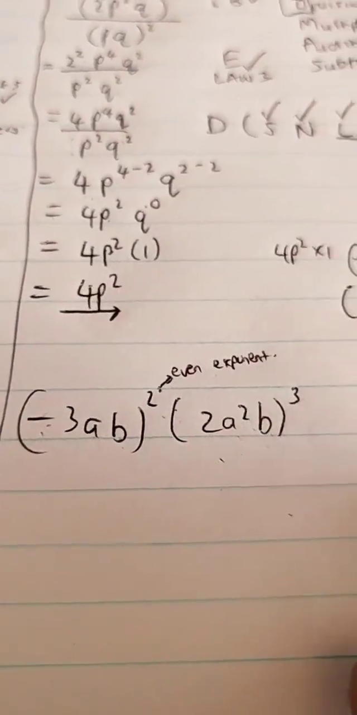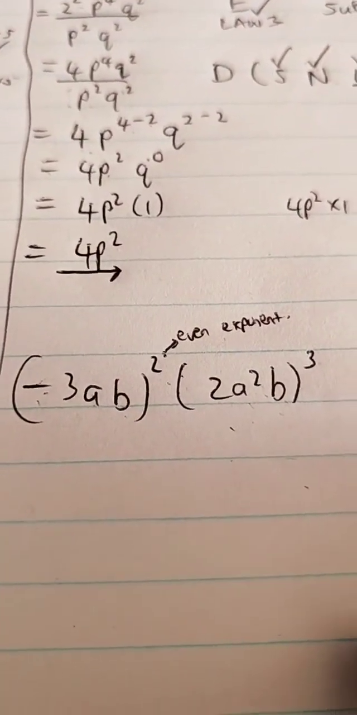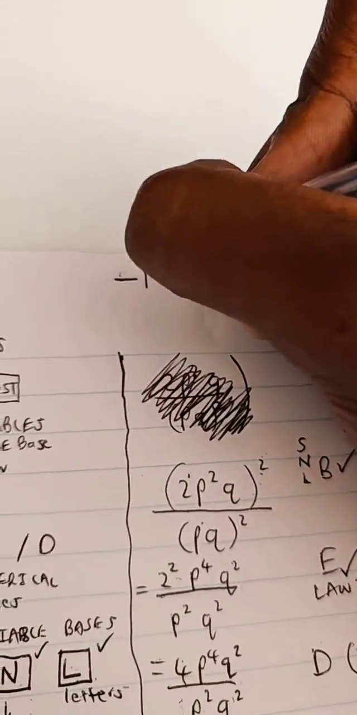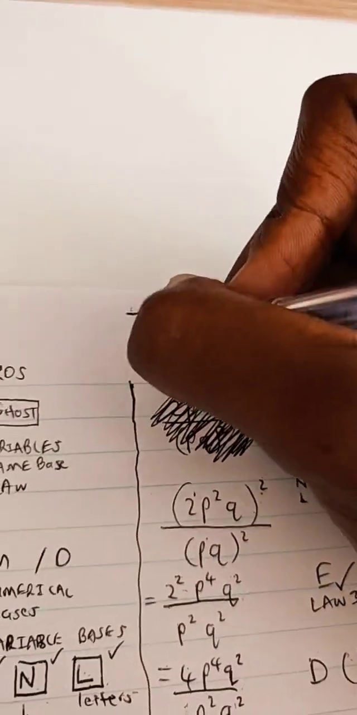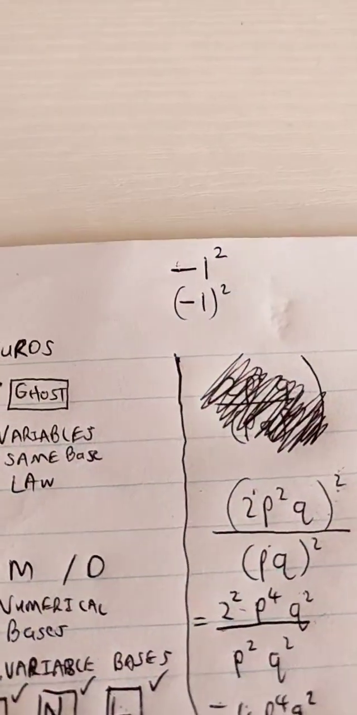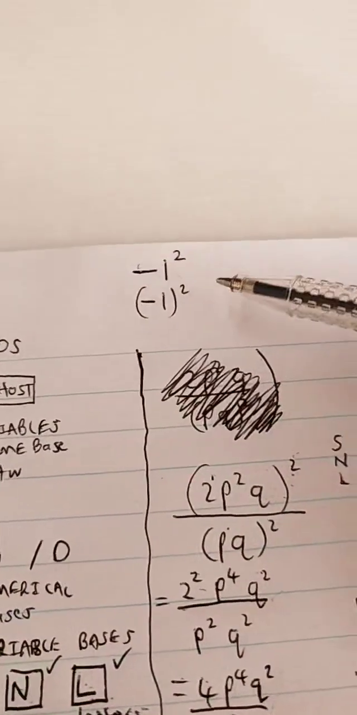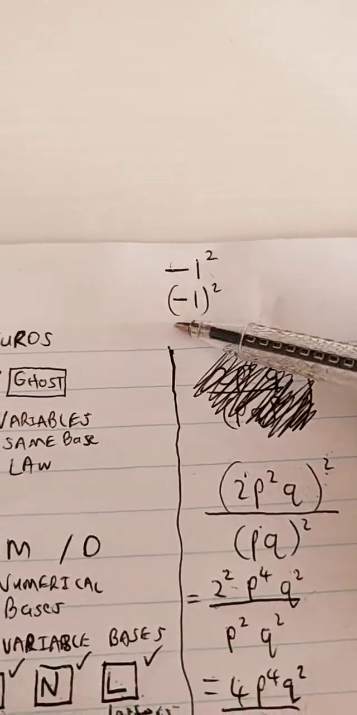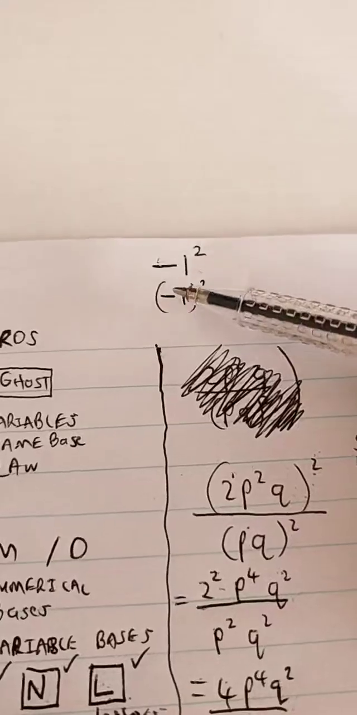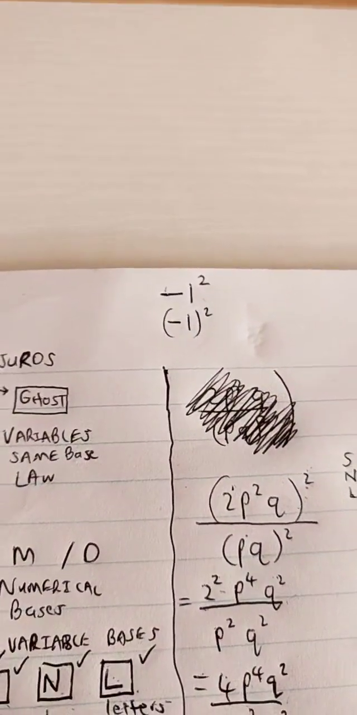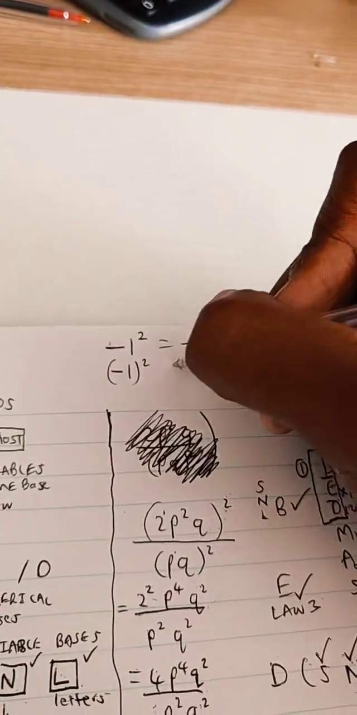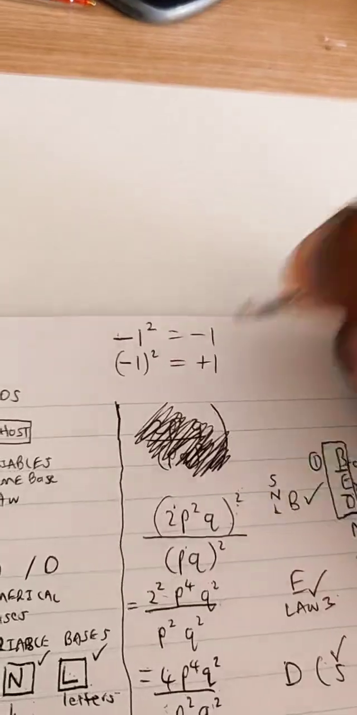Yes, Tloghi. It's only if the exponent is outside the bracket, because here's the difference. If I said to you, what is negative 1 squared, and what is negative 1, the whole thing squared? There is a difference. This exponent here is applied to the 1, not to the sign. But this exponent here, because of the bracket, means that the exponent is applied as well to the sign. Okay? So here the answer would be negative 1, whereas here the answer would be positive 1.